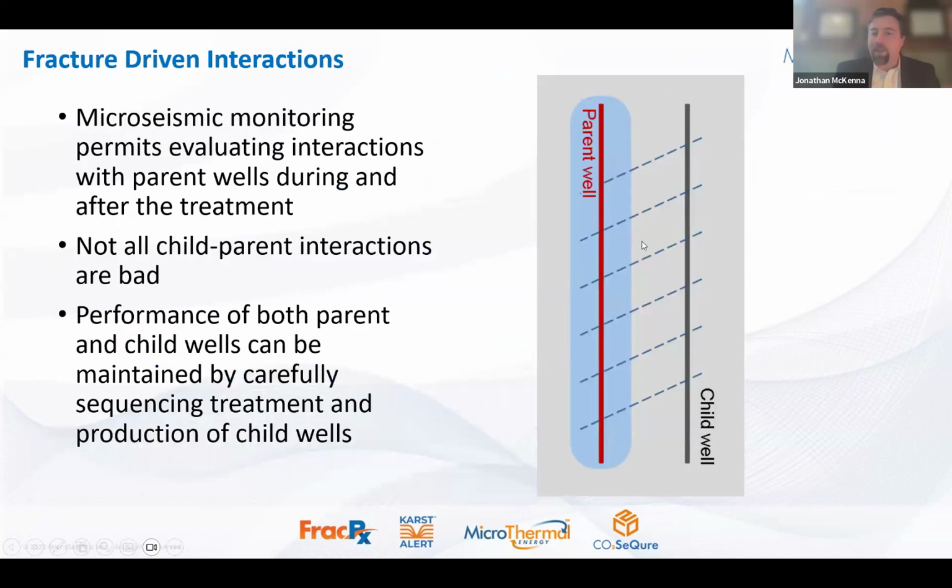And so one example I want to give is when you treat a parent well and then have an area that's undergone depletion. So this has undergone production, and then you treat an offset child well. This depleted area can act as a pressure sink, and a lot of your fractures will go back towards that parent well if there's no pressure barrier in that area.